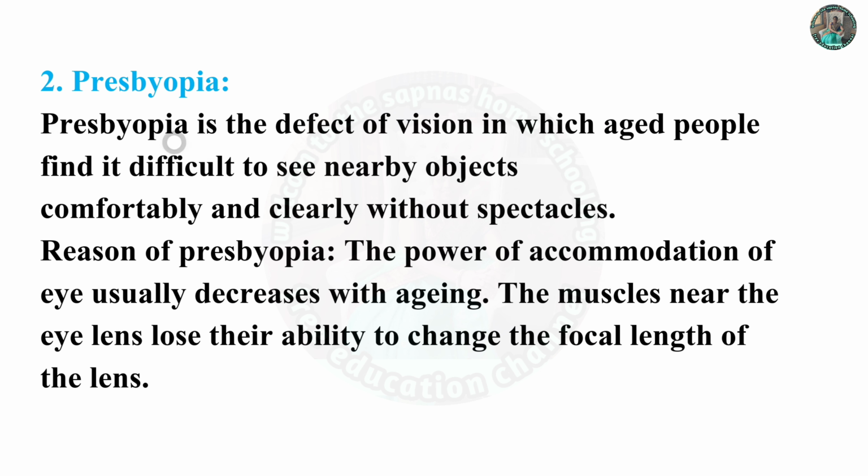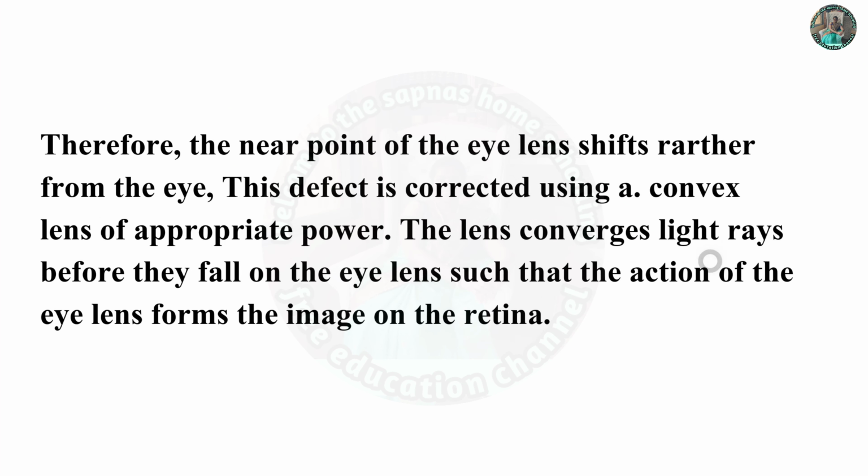Presbyopia. Presbyopia is the defect of vision in which aged people find it difficult to see nearby objects comfortably and clearly without spectacles. Reasons of presbyopia. The power of accommodation of the eye usually decreases with aging. The muscles near the eye lens lose their ability to change the focal length of the lens. Therefore, the near point of the eye shifts farther from the eye. This defect is corrected using a convex lens of appropriate power.